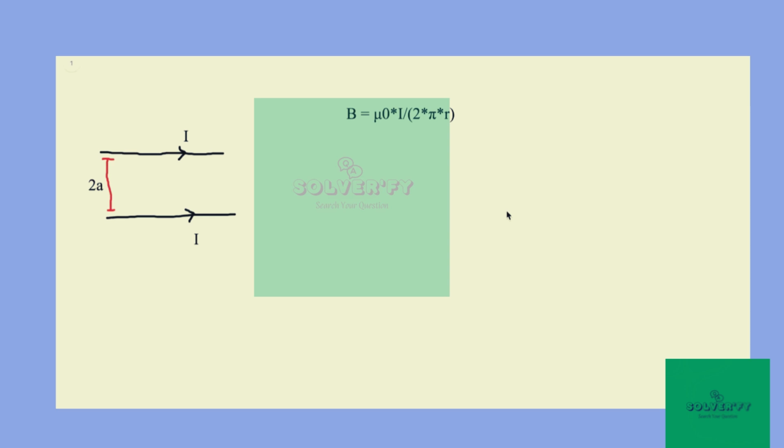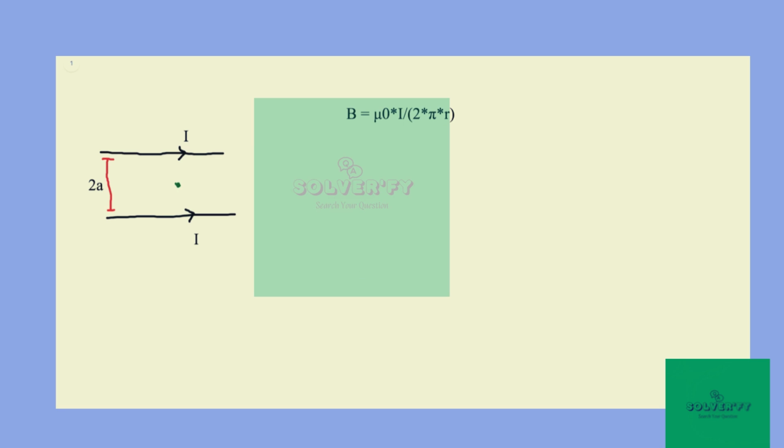Okay, this is question 28.20, where we have two wires that have a current both going in the same direction, and they're separated by a distance of 2a. So in part A of this question, we're asked to consider a point halfway in between these two wires, and we want to know the direction and magnitude of the magnetic field.